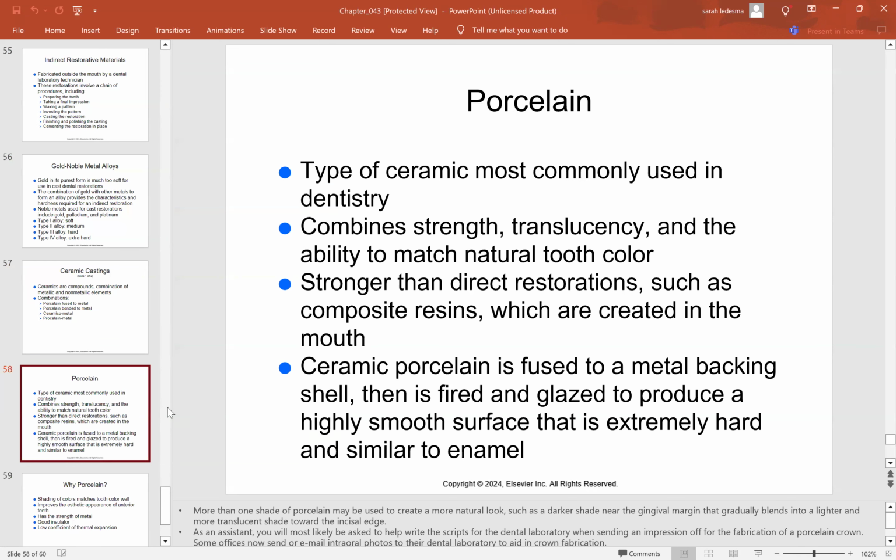Porcelain is a type of ceramic most commonly used in dentistry. It has strength, translucency, and the ability to match natural tooth color. This is going to be stronger than our direct restorations. The ceramic porcelain is fused to a metal backing shell. It's then fired and glazed in the lab to produce a highly smooth surface, and it's extremely hard and very similar to enamel.